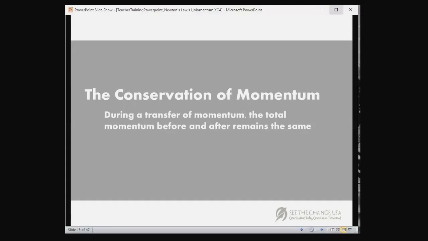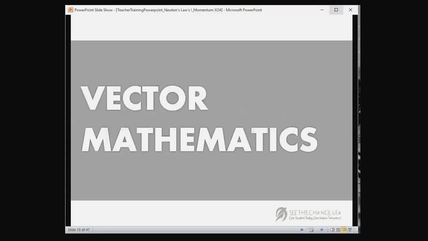A lot of times we're looking at situations where a lot of things are moving at the same time. And by total momentum, I mean the momentum of all the moving pieces involved. So when we're dealing with multiple moving pieces, we're dealing with vectors. So before we get any further, we need to talk a little bit about vector mathematics.